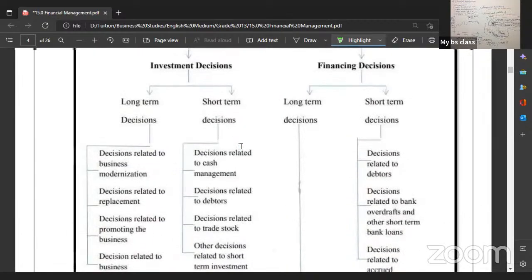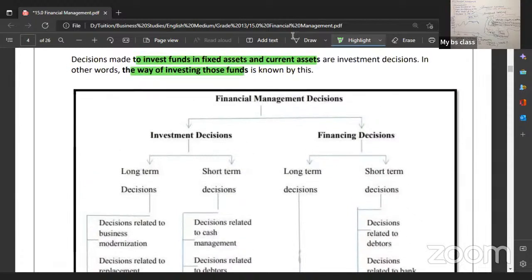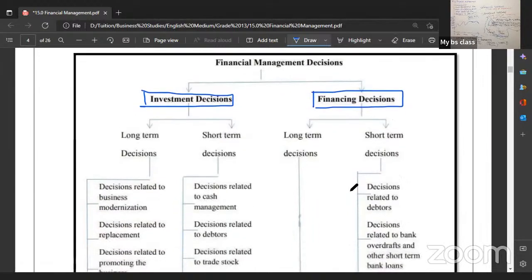Now guys, here's the explanation or the classification regarding the financial decision. Now let's discuss one by one. As you know, you divide into two, financial investment and financial decisions, right? Now let's talk about financial decisions first.